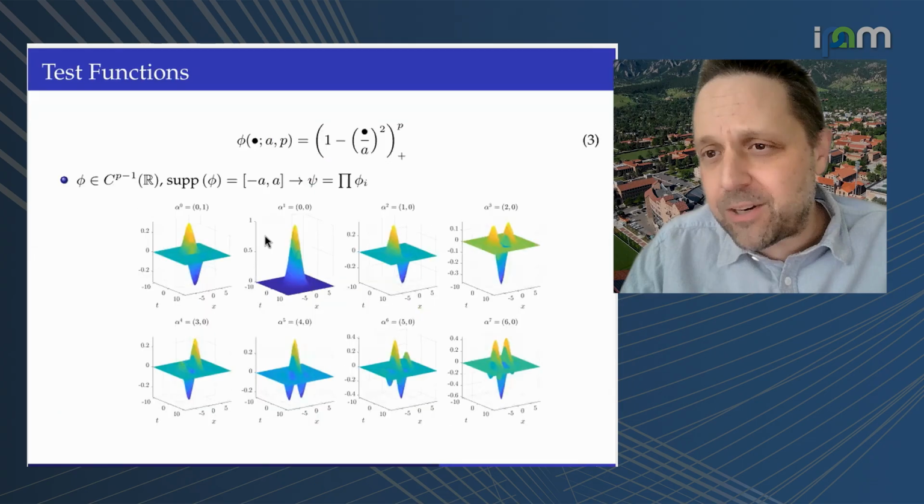The nice part about this is that it's very straightforward to extend this to PDEs. The whole idea is if you have your piecewise polynomial of radius a and power p, you can just multiply them across different space or time dimensions, and you get test functions that look like this. And this is like a sixth derivative in x and one derivative in time kind of idea.